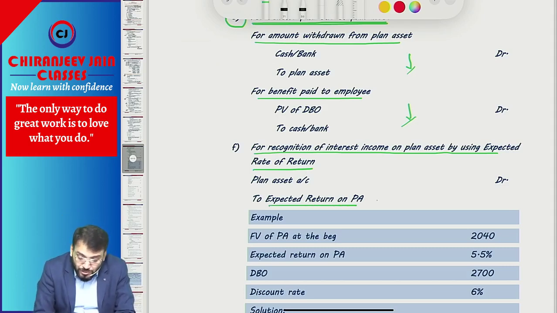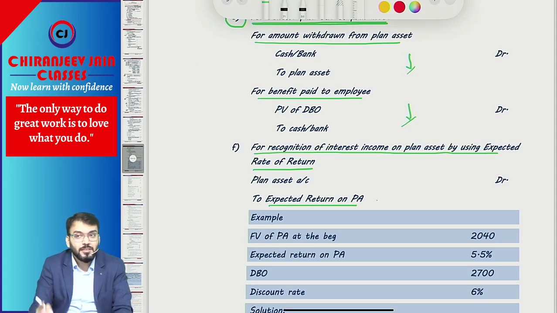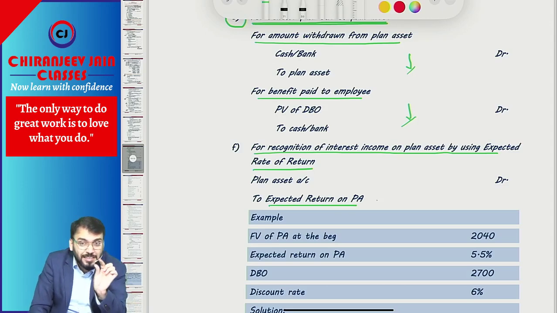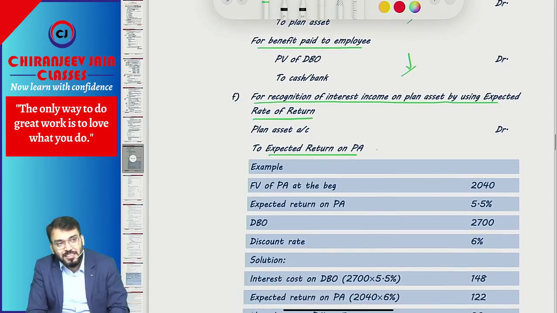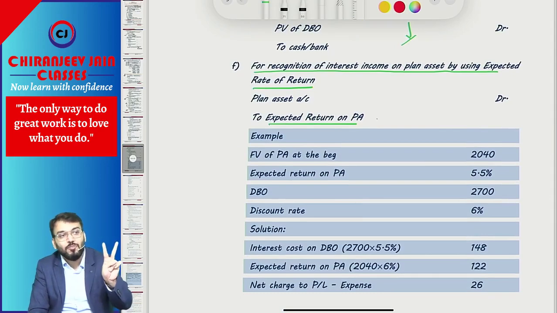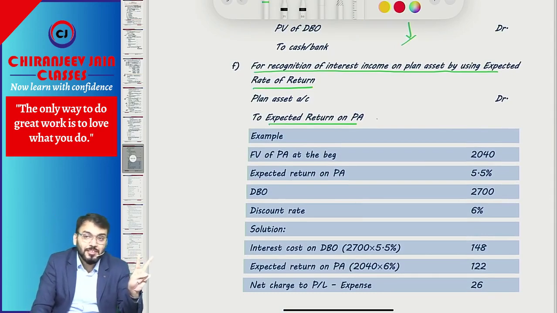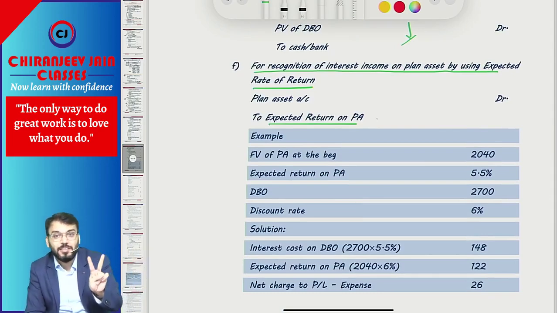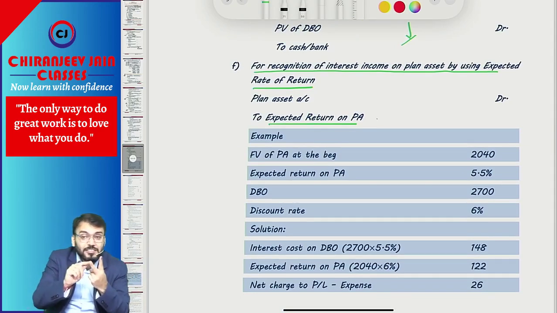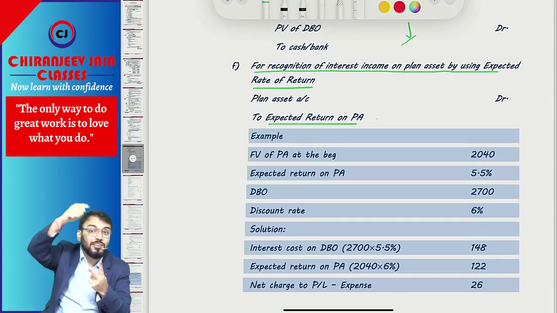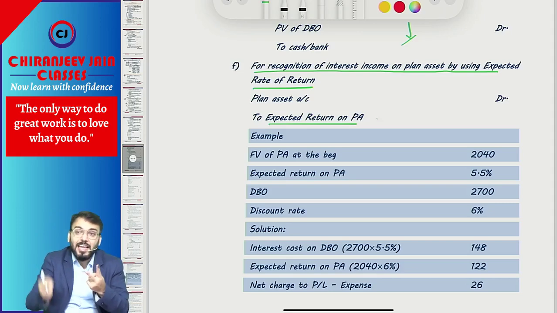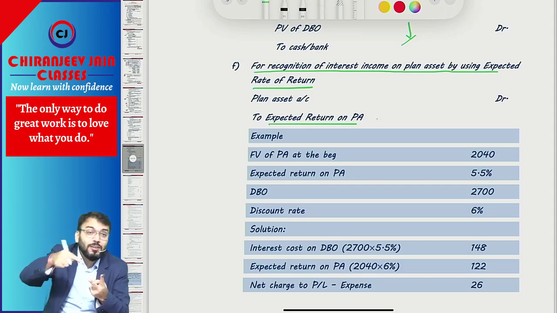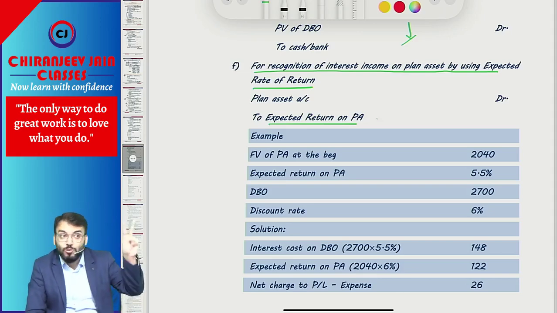This is based on which rate of return? Expected rate of return. Means in an exam question they will give you two rates. One is the discount rate, one is the expected rate of return. The discount rate is used to calculate interest cost on DBO. And the expected rate of return is used to calculate expected return on plan asset. Understood? So don't be confused.